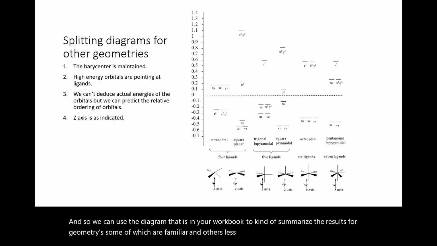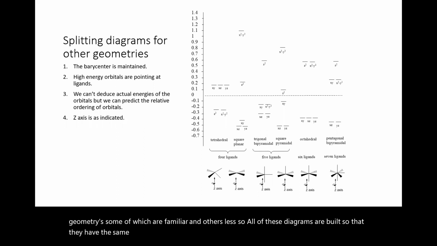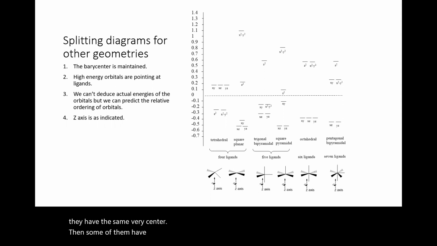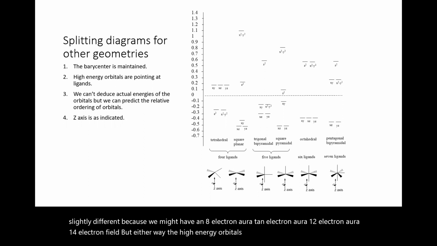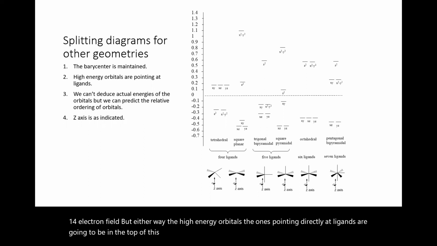So all of these diagrams are built so that they have the same barycenter. Okay, then some of them have different numbers of ligands. So step B in the previous slide would be slightly different because we might have an 8 electron or a 10 electron or a 12 electron or a 14 electron field. But either way, the high energy orbitals, the ones pointing directly at ligands, are going to be in the top of this figure, and the ones more in between orbitals are down below.